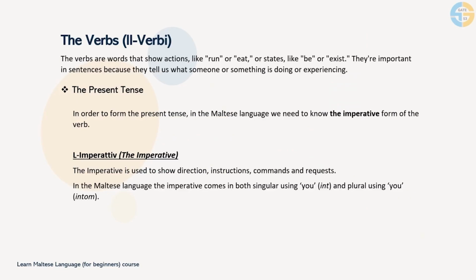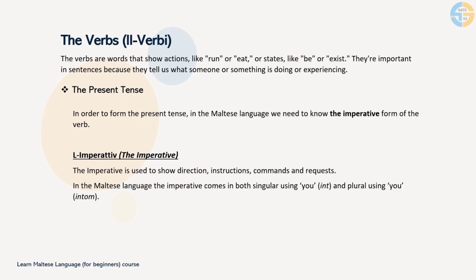The verbs are words that show actions like run or eat, or states like be or exist. They are important in sentences because they tell us what someone or something is doing or experiencing. So, here we're going to start with the present tense and how the present tense is formed.